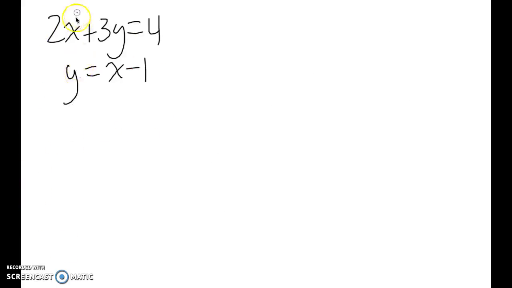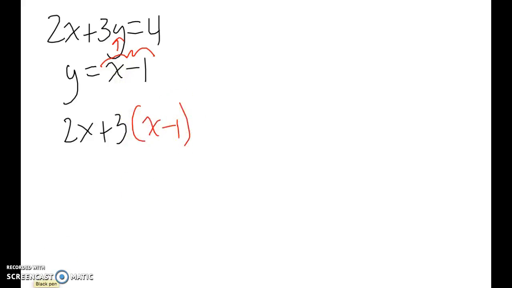If we look at a situation where they're not both in slope-intercept form, but only one of them is in slope-intercept form, we'd say that the second equation is solved for y, because y is by itself. So once again, 2x plus 3y equals 4, but I already know what y is. So I can substitute y in the equation above. So I get 2x plus 3, but now it's times what y is, x minus 1. And then, of course, that's equal to 4.